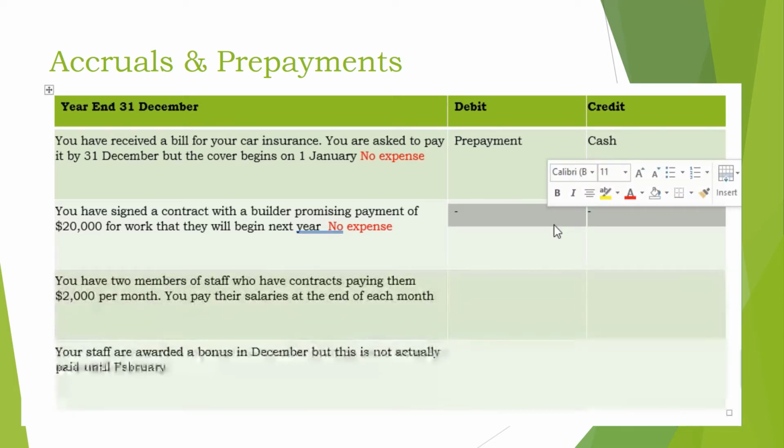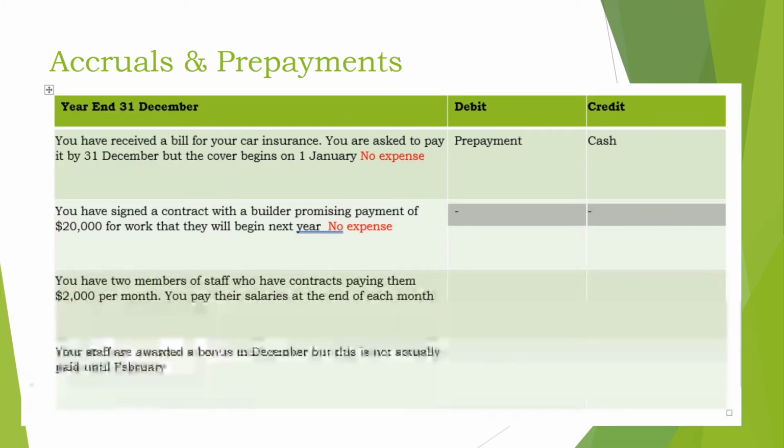Did you see in the first example there with the insurance, you had to make some form of an entry because there's a movement of cash. With this one, you don't. There's nothing. Right, 2 members of staff who have contracts paying them $2,000 per month, you pay their salaries at the end of the month. Right, let's assume you work in the accounts department of Ford Motor Company or somewhere, you get your salary on the last day of the month. Can you see at the 31st of December, that money's already included? You're not making a year-end adjustment because it's already been paid.